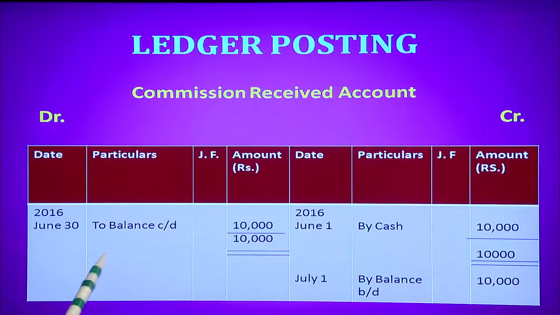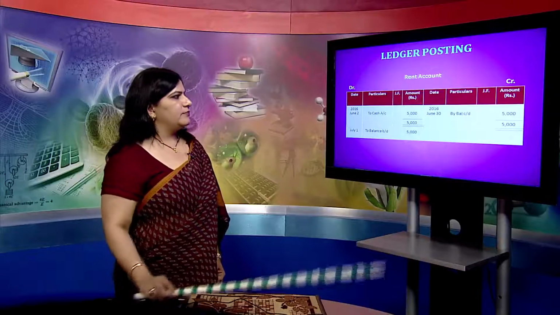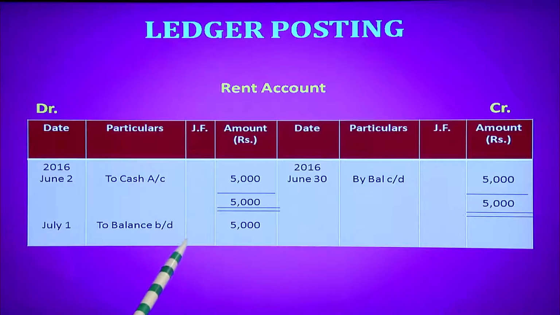So, our entry was cash account debited to commission received account. So, in the commission received account, we credited it in the journal. So, we will credit in the ledger account also, but the reference has to be made of the other account. So, on June 1st, we shall write in the particulars column by cash 10,000 rupees. Then we move forward and we prepare the next account, that is rent account.